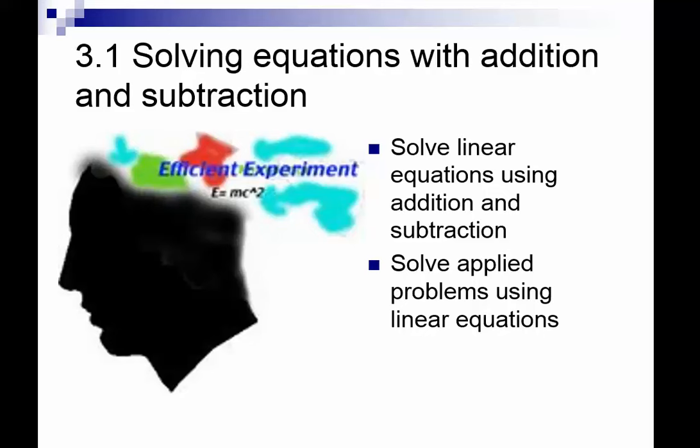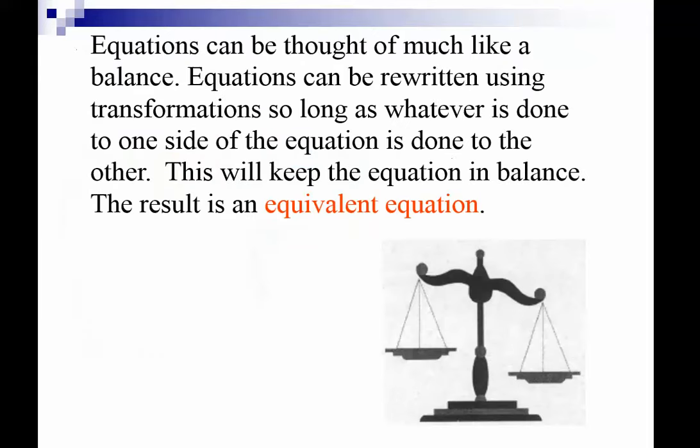So to isolate the variable in all of these equations tonight, you're either going to be adding something or subtracting something with a couple tricks involved here and there. Okay, equations can be thought of much like a balance. Equations can be rewritten using transformations so long as whatever is done to one side of the equation is done to the other. It's a very important principle. This will keep the equation in balance. The result is what we call an equivalent equation.